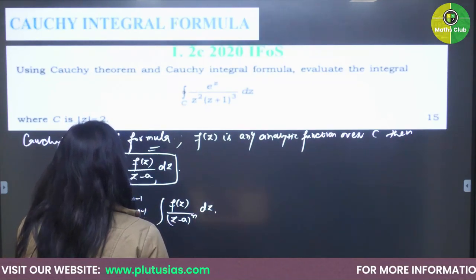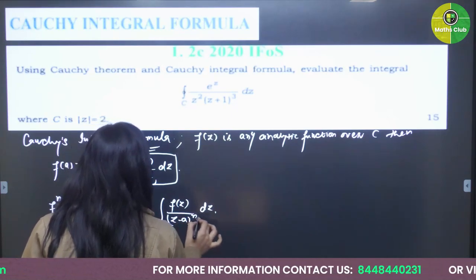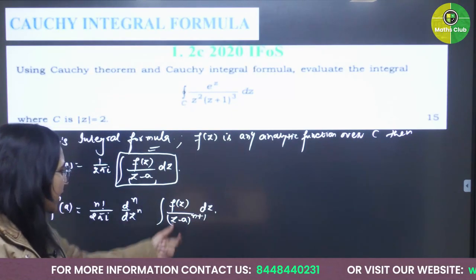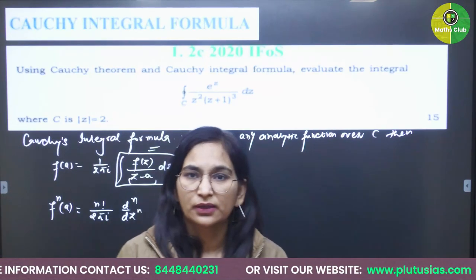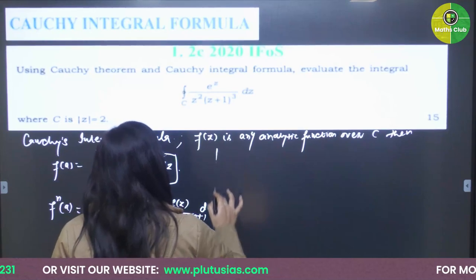N ho de n plus 1. Yaha to power same hoti hai. This would be n, this would be n, and this would be 1 higher. Ye n plus 1 ho jati hai. Theek hai? This would be for derivative function. Dekh lenge hume jiski bhi zarurat hogi.